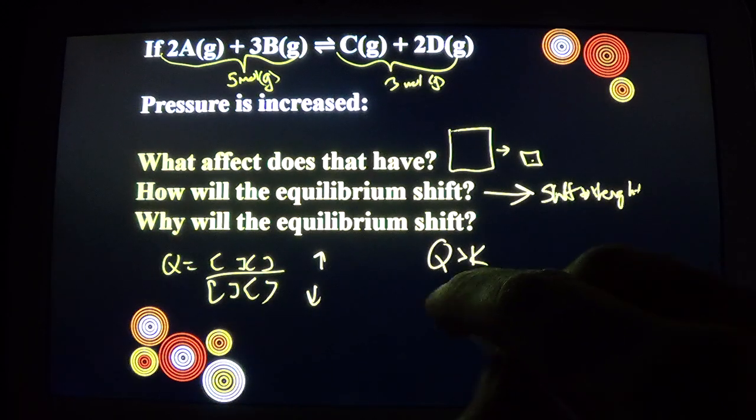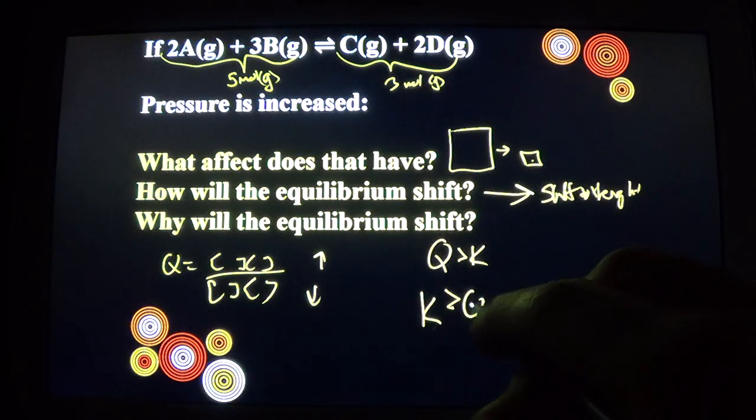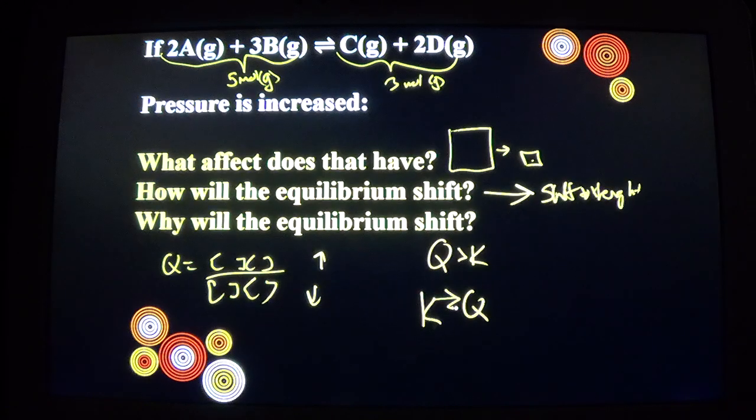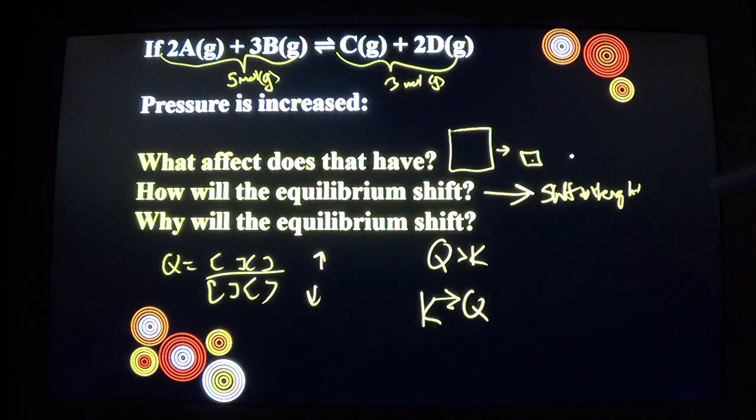Or remember my tip? If you write it this way, you can then check your work by drawing the arrow, and that should match your answer there, if you always put K on the left. Q was less than K, so the forward reaction has to go faster in order to catch up to equilibrium.